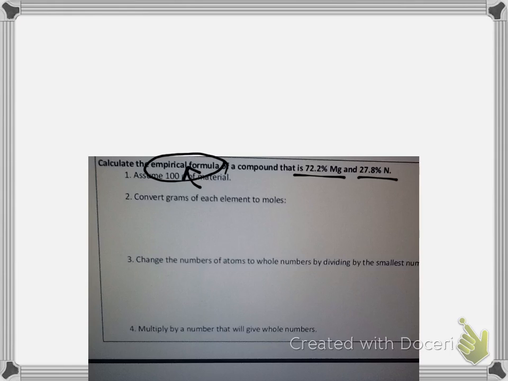The empirical formula definition is the simplest whole number mole ratio of atoms. So basically, we need to take the numbers we're given, and whatever data we're given, we need to find out how to convert those to the simplest whole number mole ratio of atoms in the compound. And then we'll come up with the empirical formula. All right, so let's write down what we're given first. We don't know the total mass of the compound. The first question you're going to ask is 72.2% magnesium by weight of what? Remember, assume you have 100 grams of material.